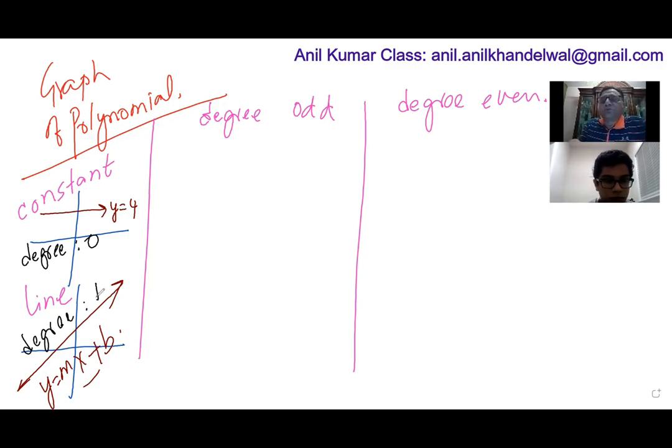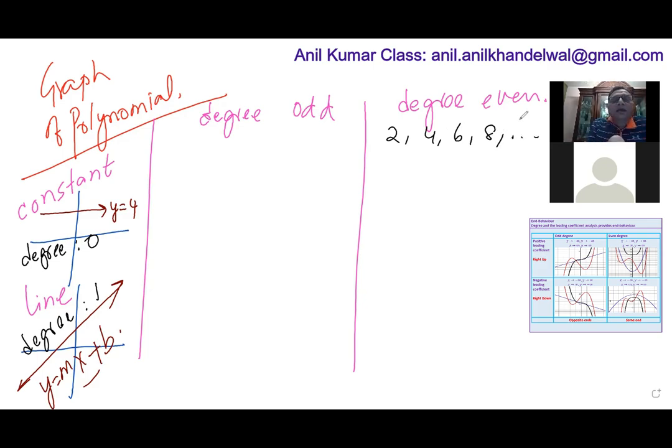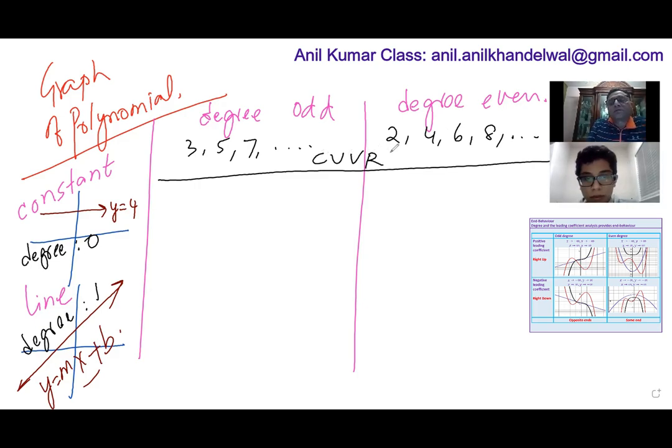So now we get to even and odd degree. Of course, 0 will be considered even, but we'll normally mention this as 2, 4, 6, 8, and so on. And odd degree will be 3, 5, 7, and so on, right? So these are actually curves. I'm writing constants and lines separately. These are polynomials. However, they are straight lines, not curves. And therefore, I've split the rest of them as even and odd.